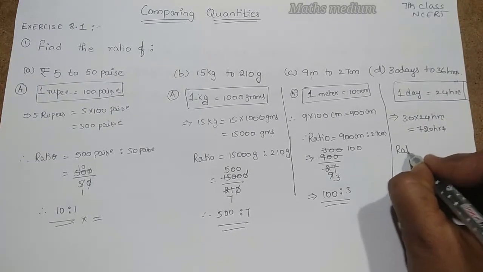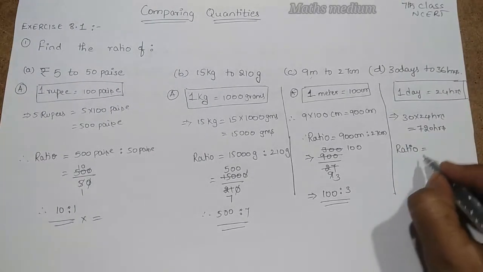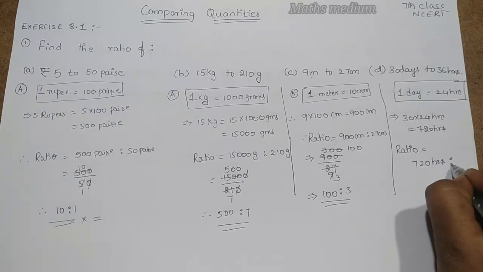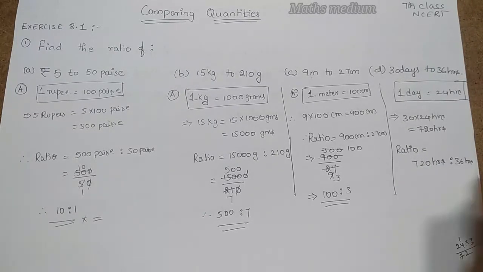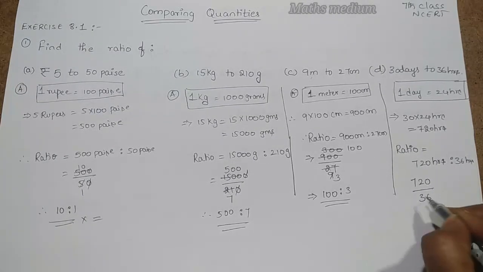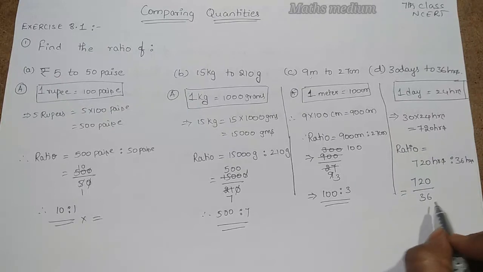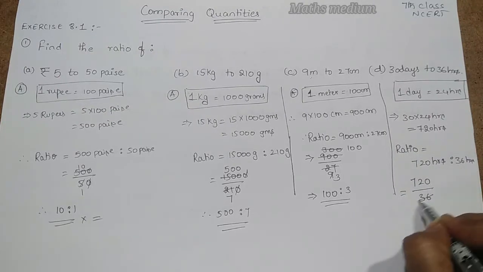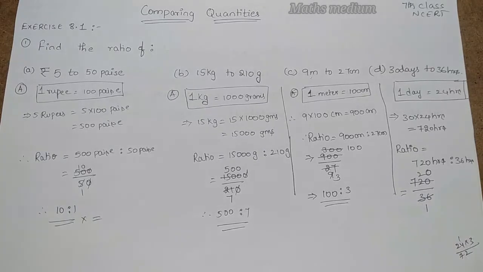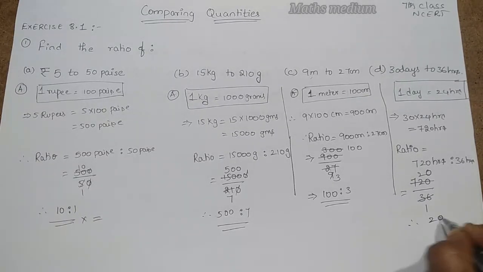So, ratio is equal to 720 hours is to 36 hours. So, 720 divided by 36 because ratio doesn't need any unit. So, 36 ones are 36, 36 twos are 72. So, it means 0. Here is a 0. Therefore, 20 is to 1 is the answer for this one.